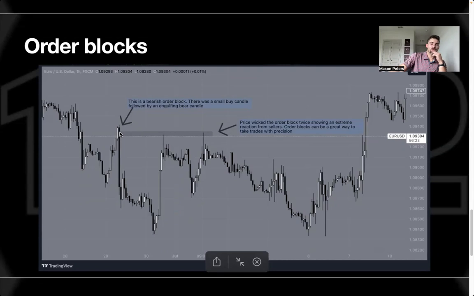Notice how we drew a rectangle from the middle of the small bearish bullish candle and we drew it outward. We extended it across the page. So this is an order block when you have a very small candle followed by an engulfing candle going the completely other direction. This is an order block, like to the T.